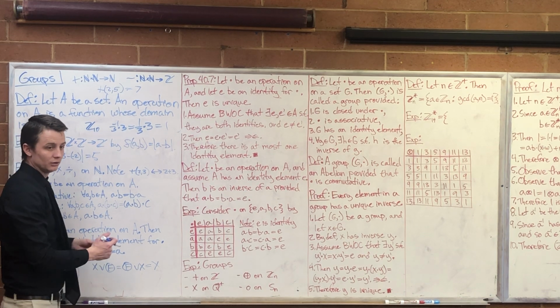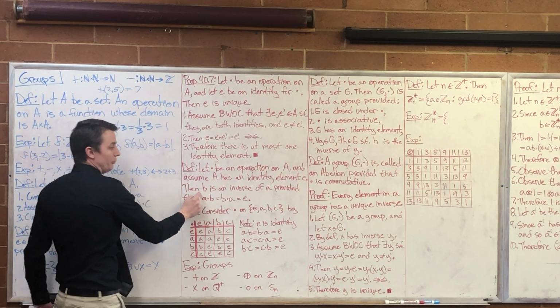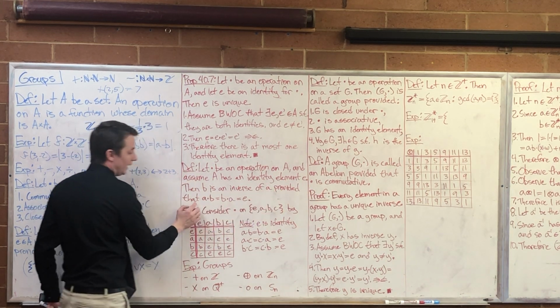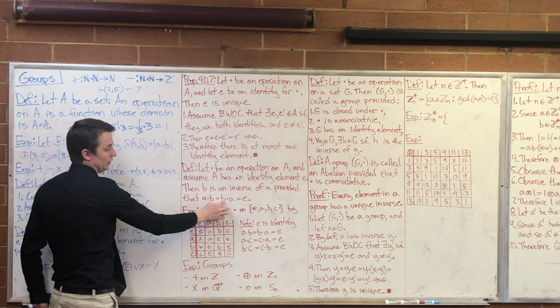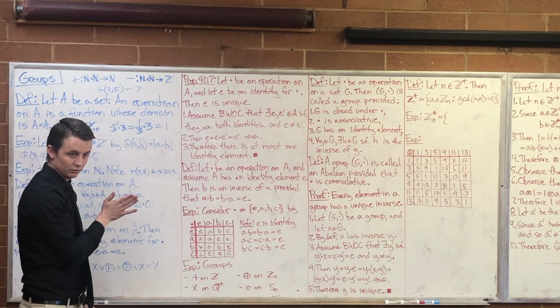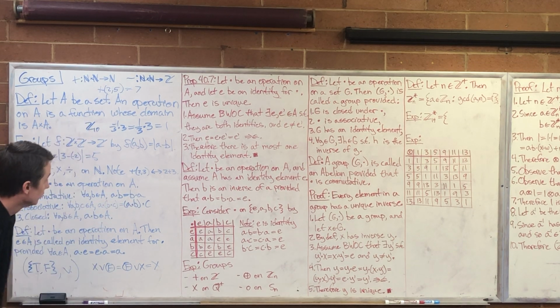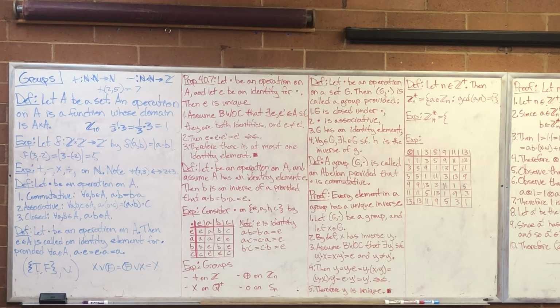Make sense? Okay, so back to this. Make sure that this definition makes perfect sense. B is an inverse of A, provided that A dot B is equal to B dot A is equal to the identity element. Does that make sense? So either way is equal to that. It doesn't matter what order you do it in.